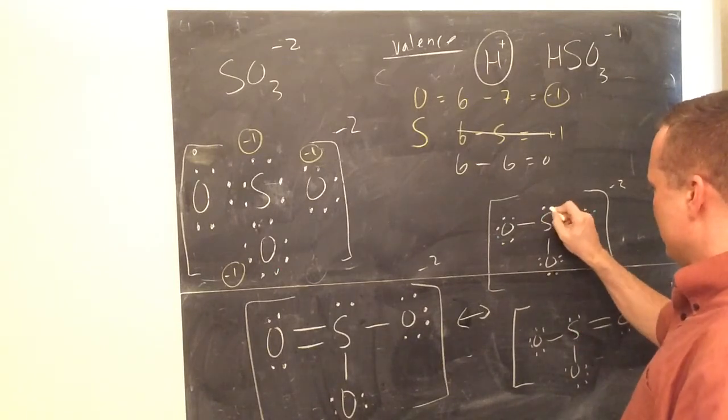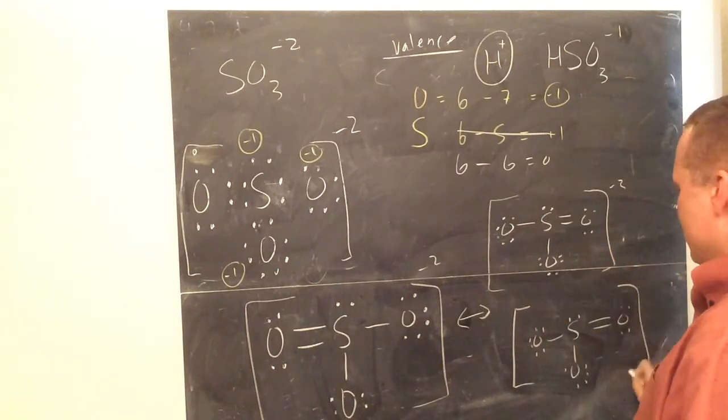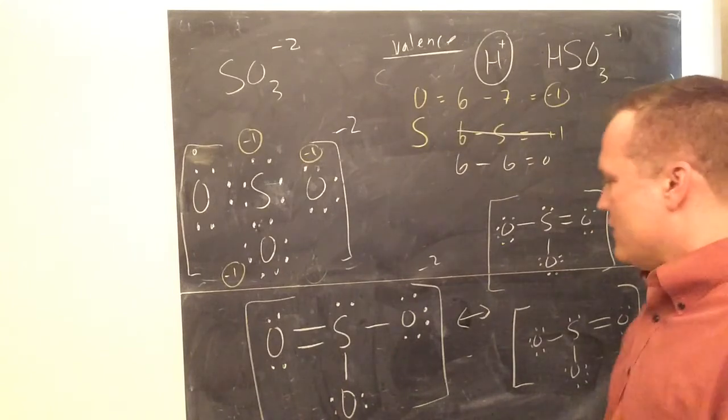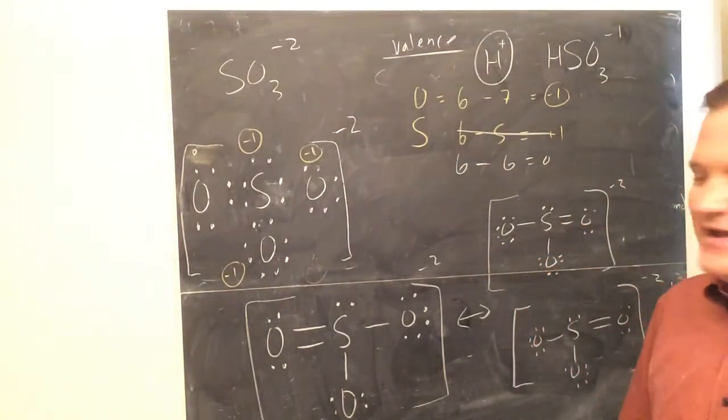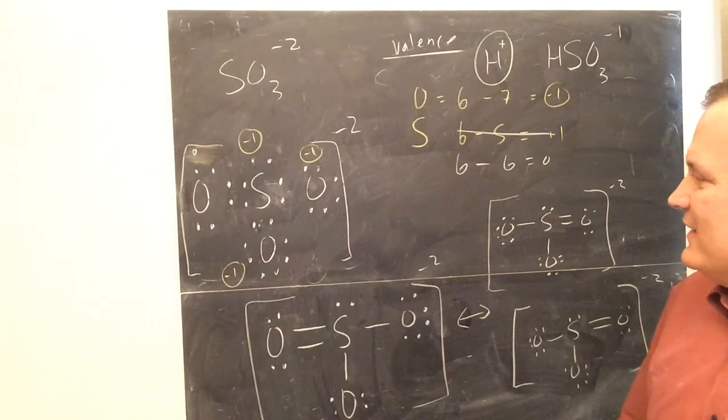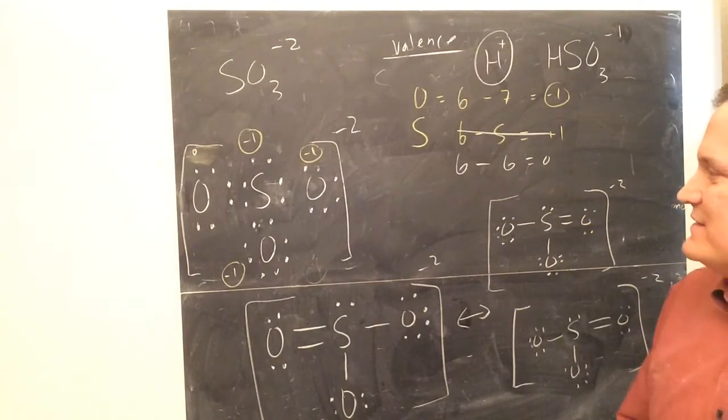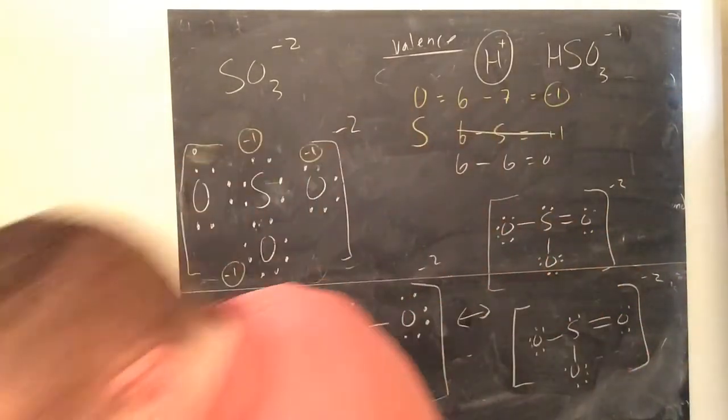Oh, I forgot my lone pair there. Don't forget the lone pair. Okay. And there we are. So I've shown them all to you there for the sulfite ion. And kind of a weird looking thing, isn't it? So work on those on the paper.